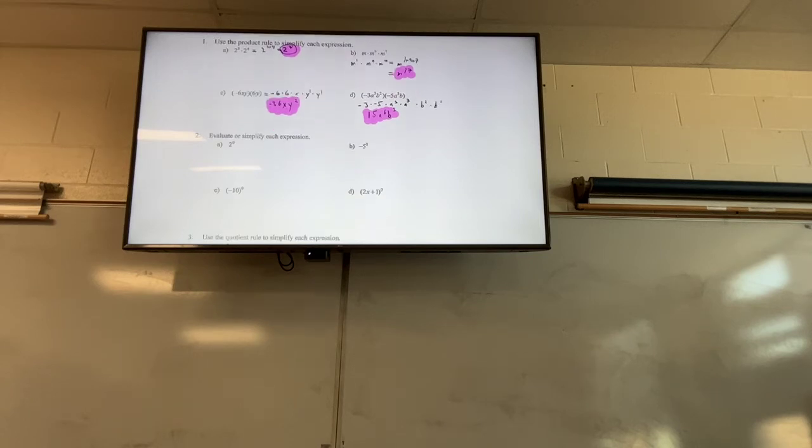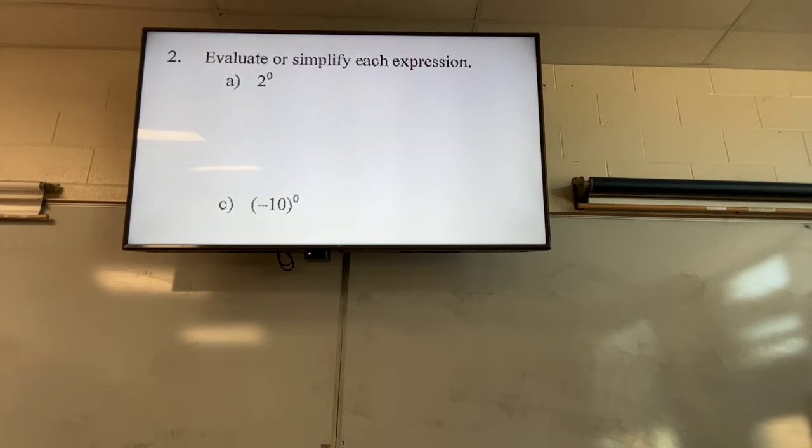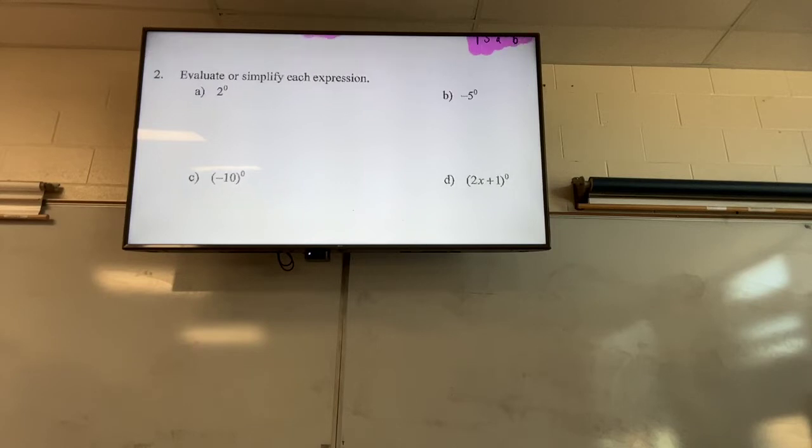Okay. Can we move on to A? Evaluate or simplify each expression. So does anyone remember what 2 to the 0 is? 1. Yep.